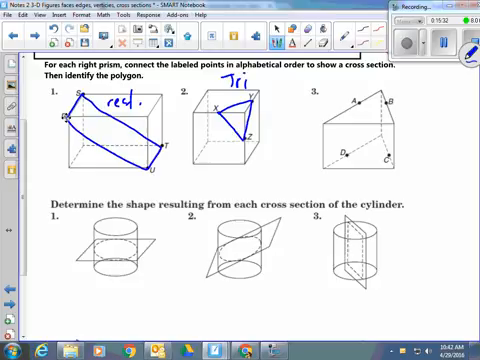And number 3, trapezoid, because these two lines are going to be parallel, aren't they? Yes. Aren't they on the bases? Yes. But are they the same length? No. And then if I connect them, that's absolutely going to make a trapezoid.